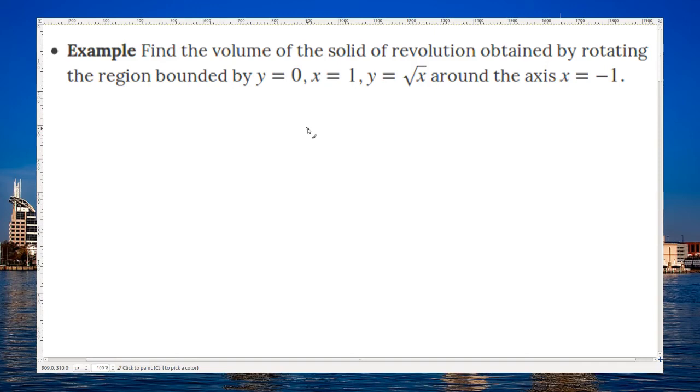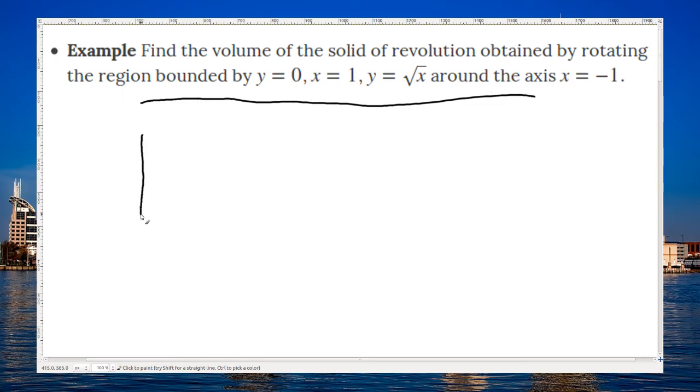Let's see how to use the washer method when the axis of revolution is vertical instead of horizontal. The start of the problem is exactly the same. We've got to draw this region that we're trying to revolve around an axis.